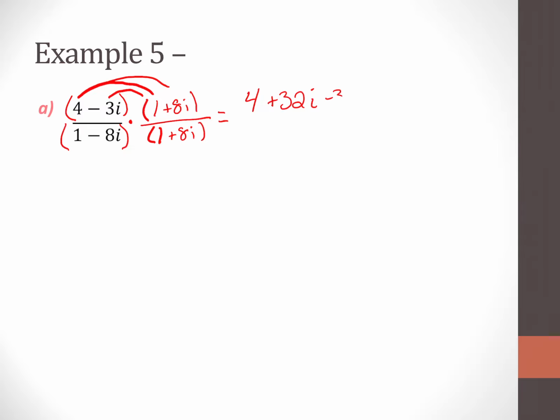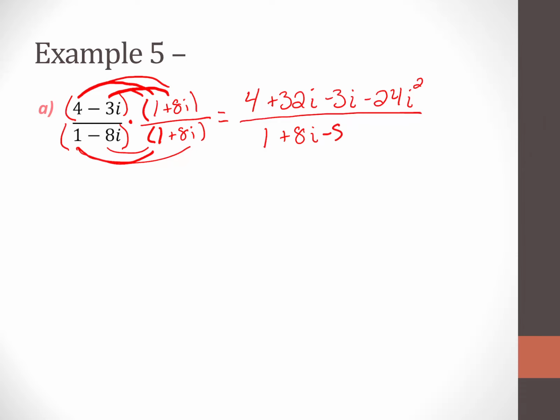Inside would be minus 3i, and then negative 24i squared. All over on the bottom, 1 times 1 is 1. Then we would have our plus 8i, inside minus 8i, and then minus 64i squared. And we need to keep simplifying top and bottom.